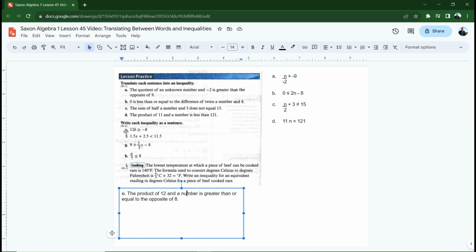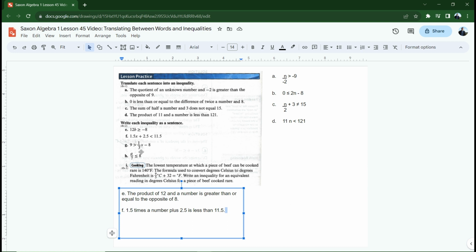So you start at the left and write across. Letter F is the same sort of thing. 1.5 times a number plus 2.5 is less than 11.5. You could say the sum of 1.5 times the number and 2.5 is less than 11.5. That's a valid way of saying it too, but this is just exactly what's written, so it's easy to word it correctly. Let's take a look at G.